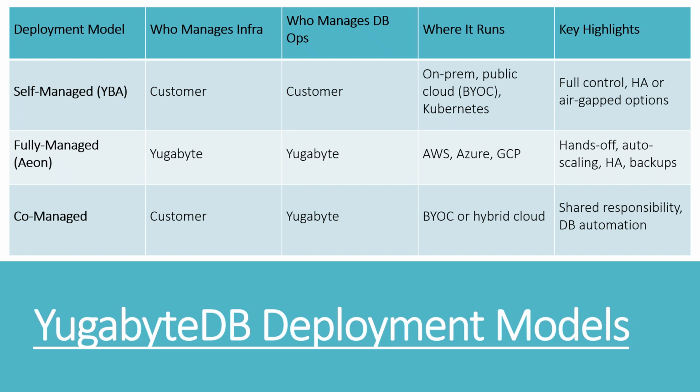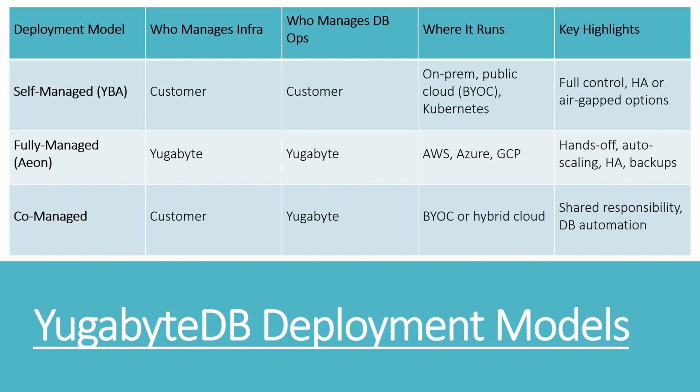So typically there are three main deployment models for YugabyteDB, each catering to different operational and business needs. The first one is self-managed YBA. This is important. You can also deploy without YBA, but in typical production environments, it is very useful to deploy self-managed, which is the YugabyteDB Anywhere kind of installation.